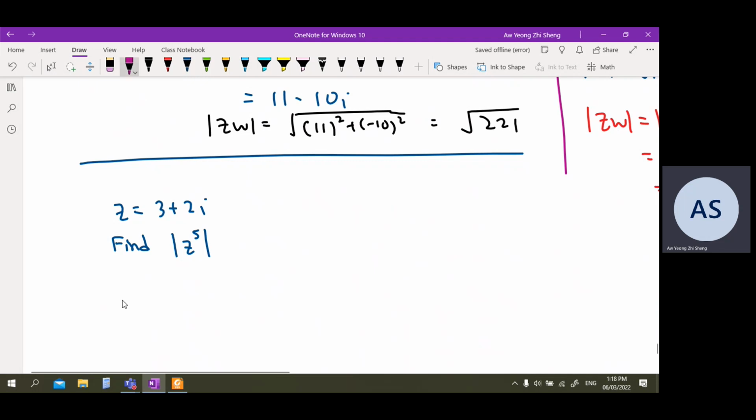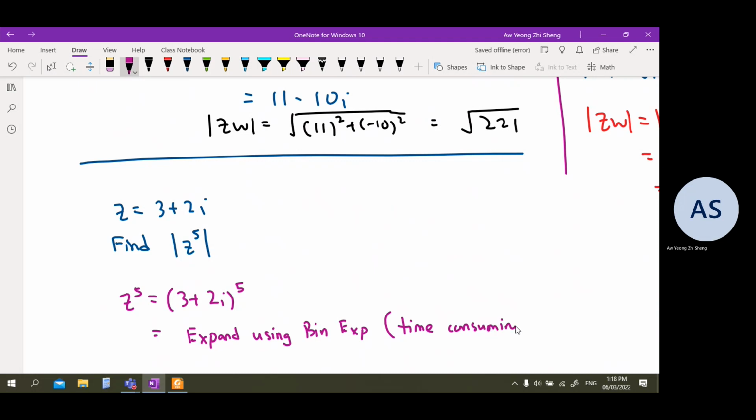Now, if you do it the traditional way, you would find z to the power 5 as 3 plus 2i to the power of 5, and you would then expand it using the binomial expansion technique, which will generate some mess. The expansion of 3 plus 2i to the power 5 will be quite messy, and later you have to simplify, and only then can you get the modulus of z to the power 5. So this will be very time consuming. A better alternative will be this.